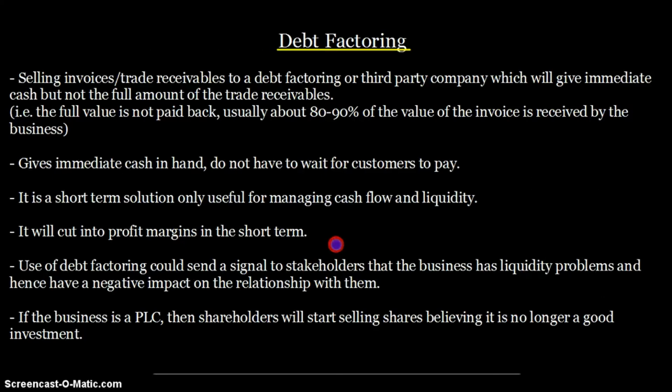It will cut into profit margins in the short term as well. But if you manage your liquidity position in the short term and somehow survive, in the long term you might be able to generate profits which can cover up for these losses in profit margins. In the long term you can have good profit margins of course, but for now we are looking at it as a short-term solution, and it will cut into your profit margins in the short term, because you're not getting the full value of your sales invoices, your trade receivables. So that's how it cuts into your profit margins.